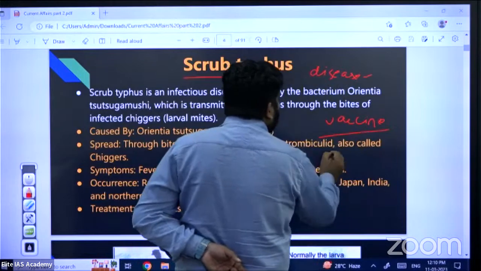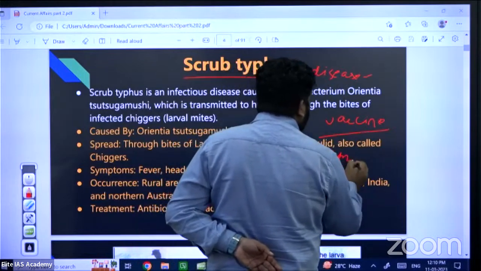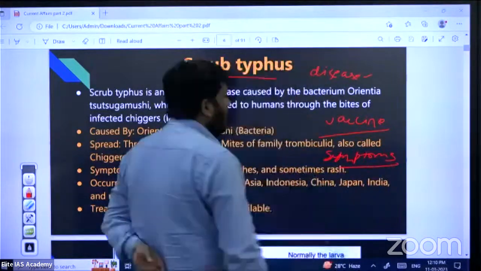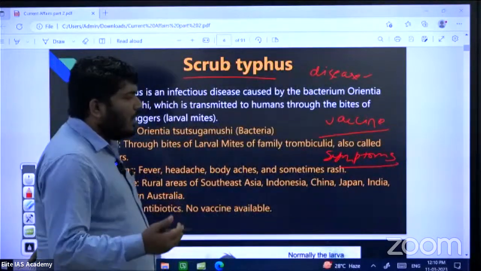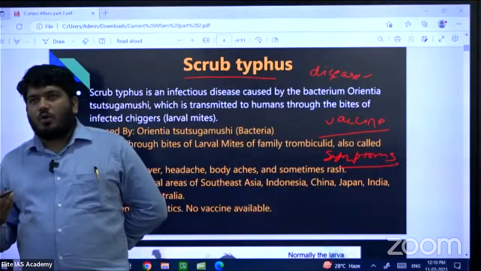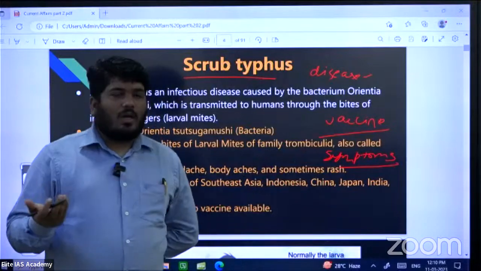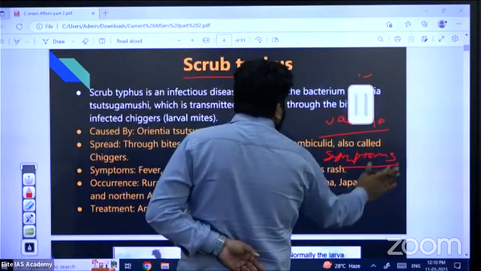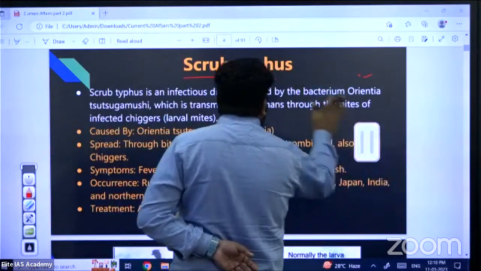The third part you have to cover is the symptoms, because in UPSC they can ask that these are the symptoms of a disease, and which type of disease it is. And the rest, you can read about any outbreak or something like that. So in this also we are going to read these 3-4 important factors, and for every disease you need to cover this.